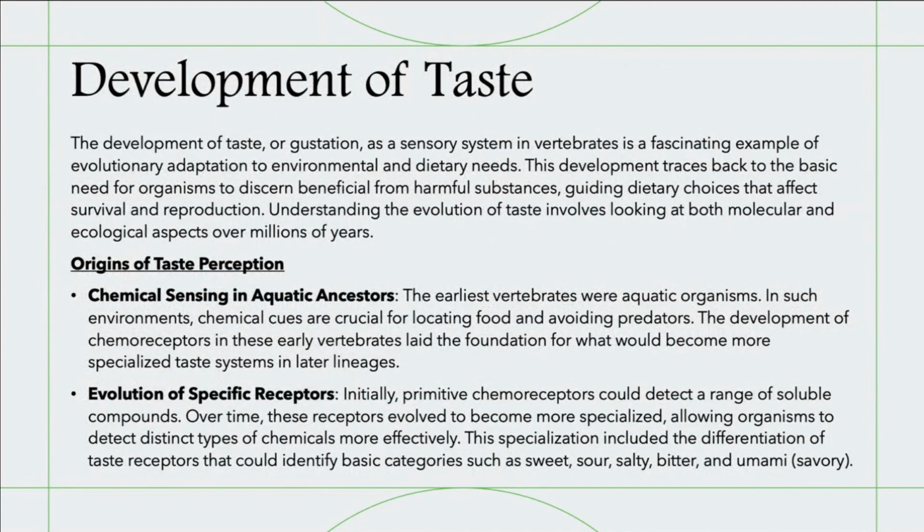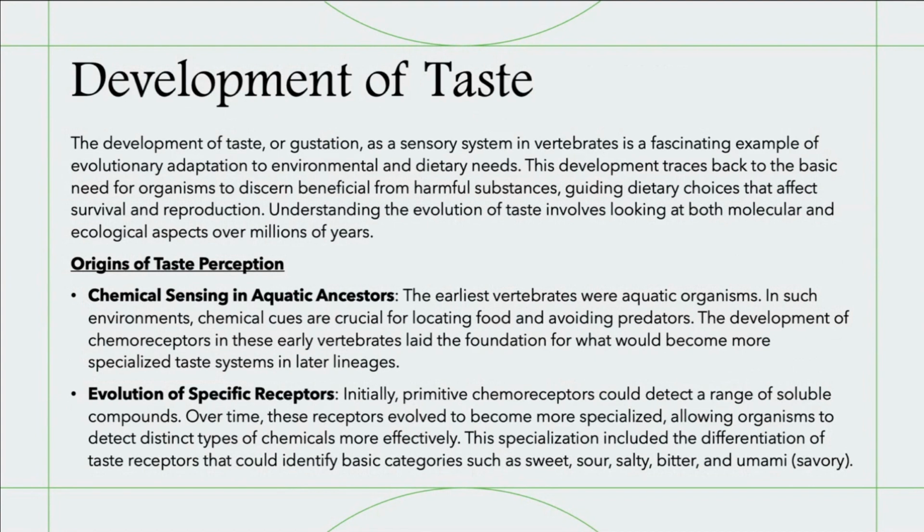Then we have the development of taste. The development of taste has changed according to the dietary needs of the animals. Of course, all animals have different diets, and taste has changed and adapted according to the different diets that we have. The earliest vertebrates were aquatic organisms, and they used chemical cues to find food and to avoid predators, as we mentioned. So they developed chemoreceptors, and these chemoreceptors are what eventually would later become the taste systems in other animals.